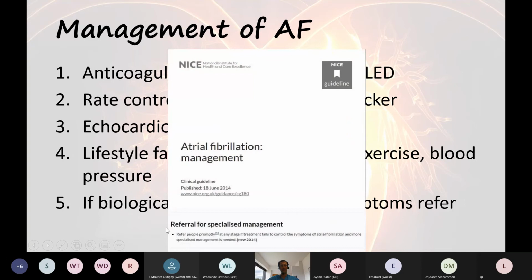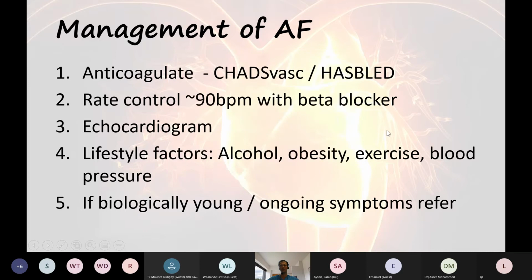NICE have given guidelines on AF management, and this presentation very much follows what NICE guidance says. I'm not some maverick talking out of turn. This is NICE guidance really, which I'm summarizing for you.